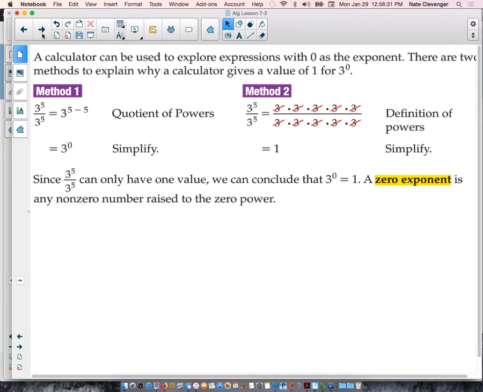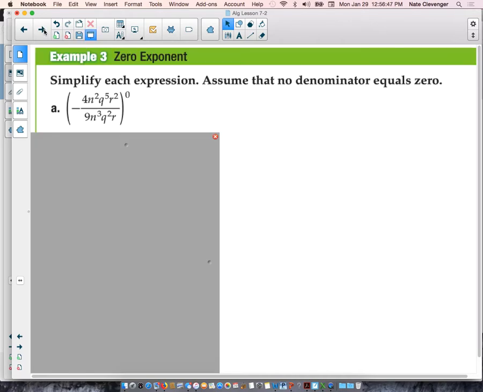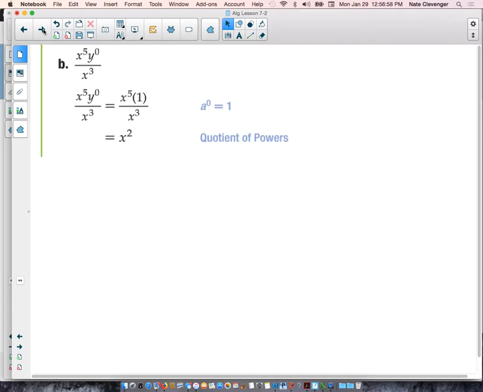Okay, so then we had quotients of powers. Anything to the 0th power is always 1. I went through and explained why, just trust me. Anything to the 0th power is 1. You can watch the video on my YouTube channel if you need to. Alright, anything to the 0th power, we can just rewrite this y to the 0th as 1.